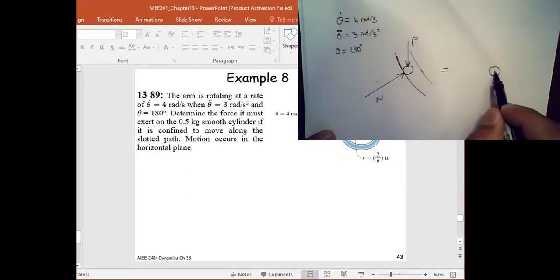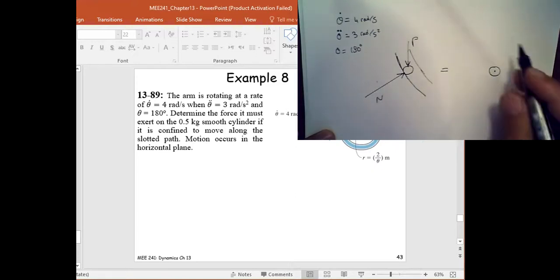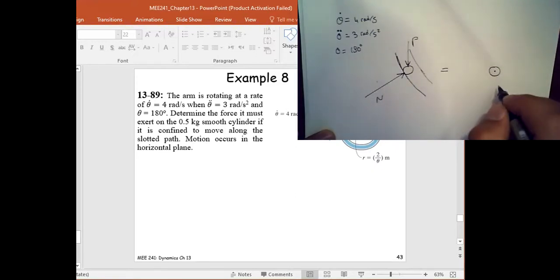So how about here, what are the accelerations that I have? Well, I have a transverse one. Can you tell me how the transverse direction would look like? Transverse inertial force.